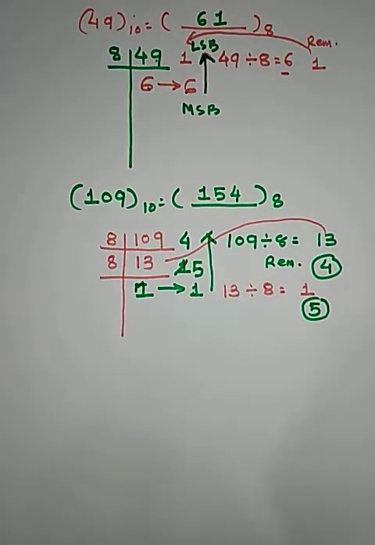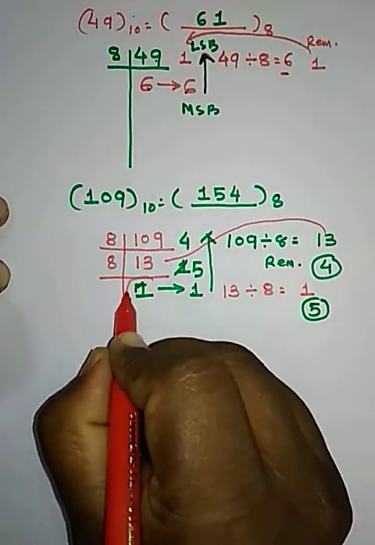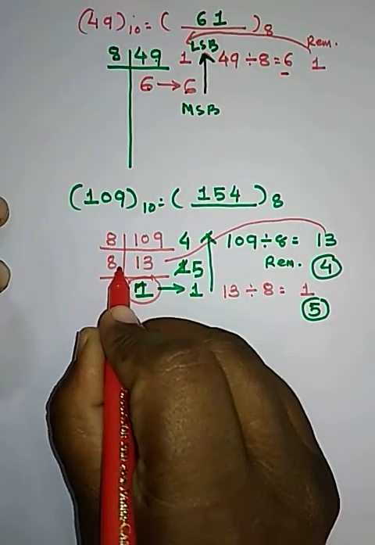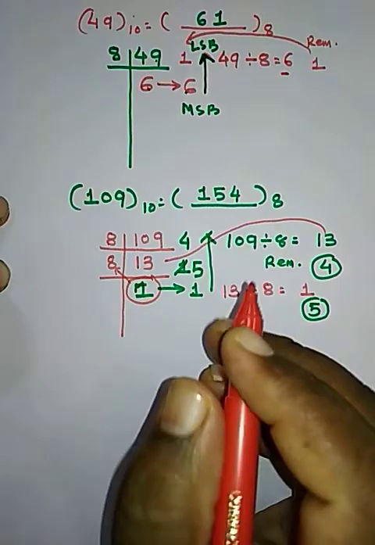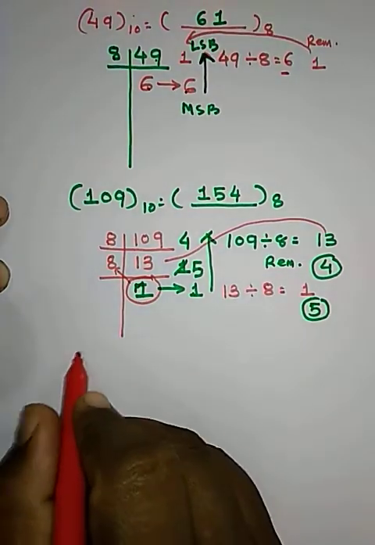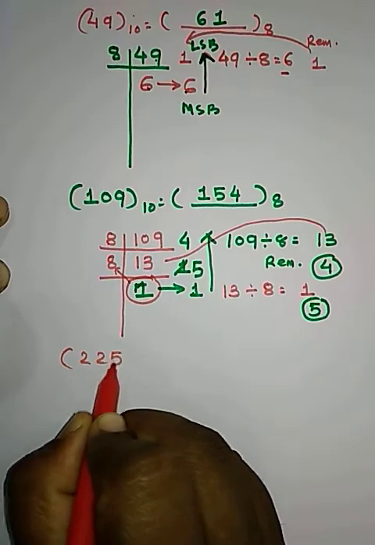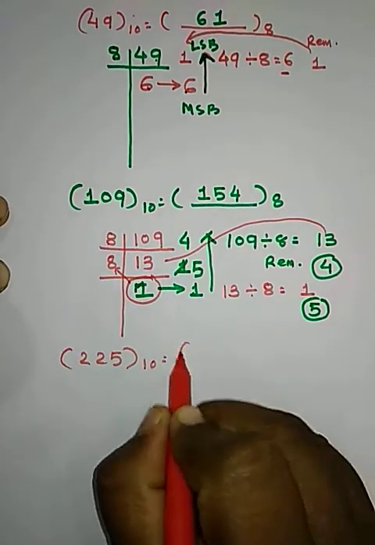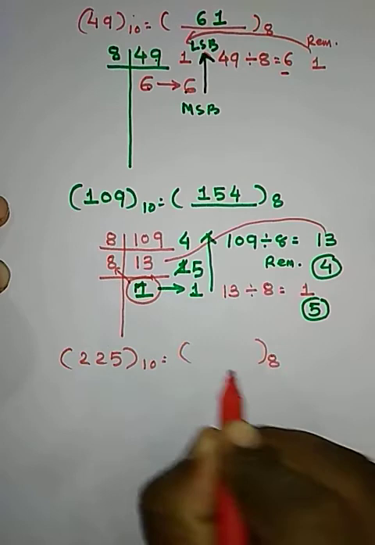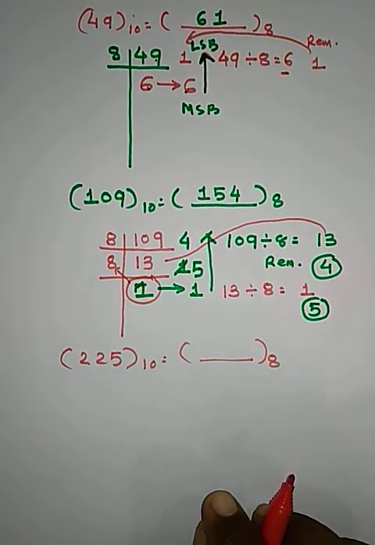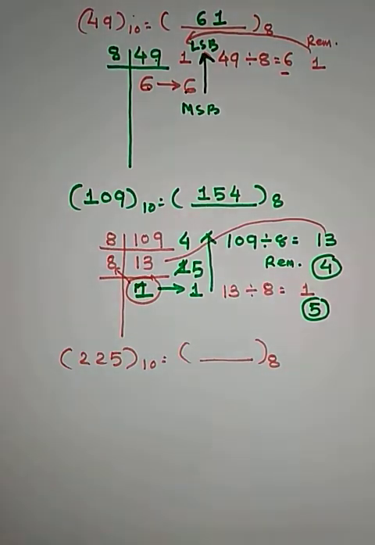Here we now have to stop. Why? Because this 1 is less than 8. Next we will see another example. 225. This 225 is to be converted into octal.